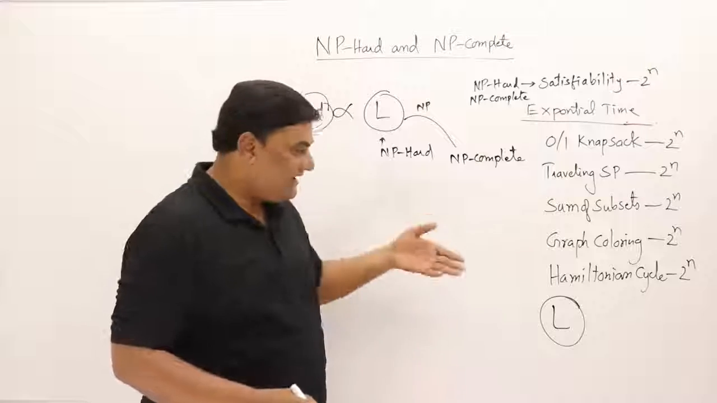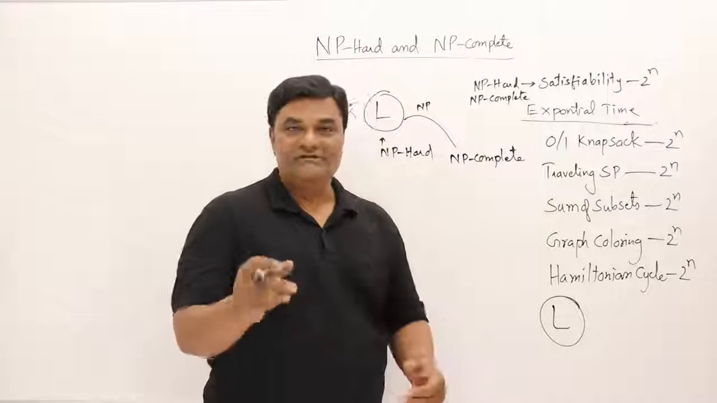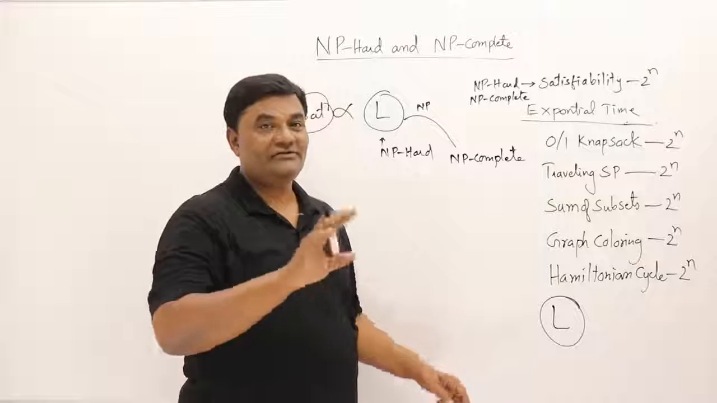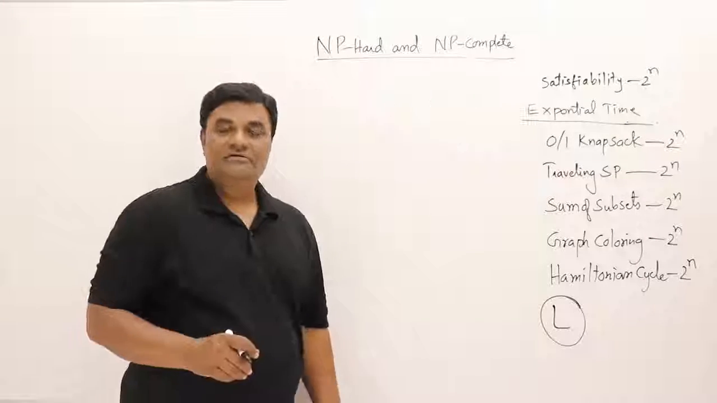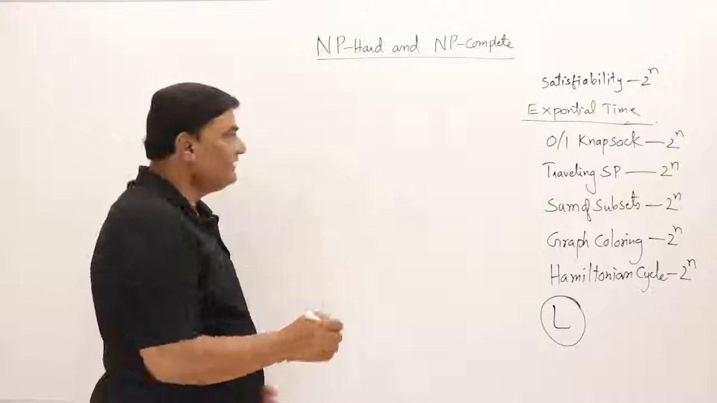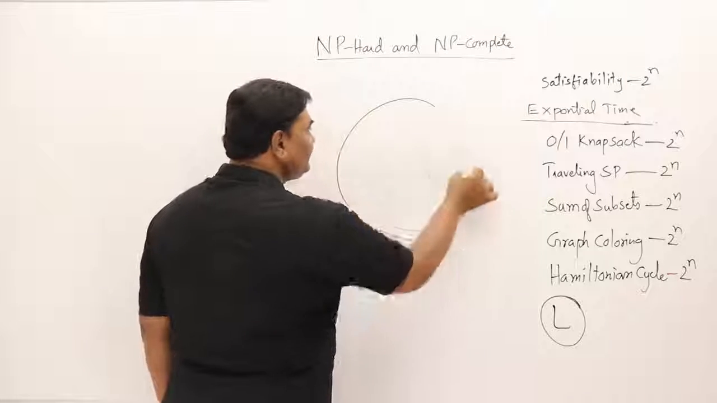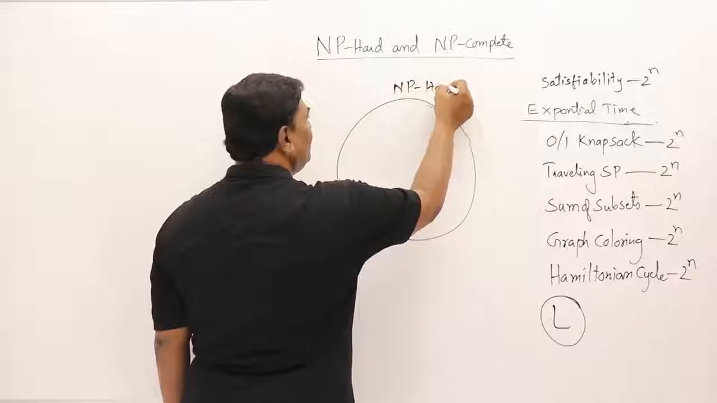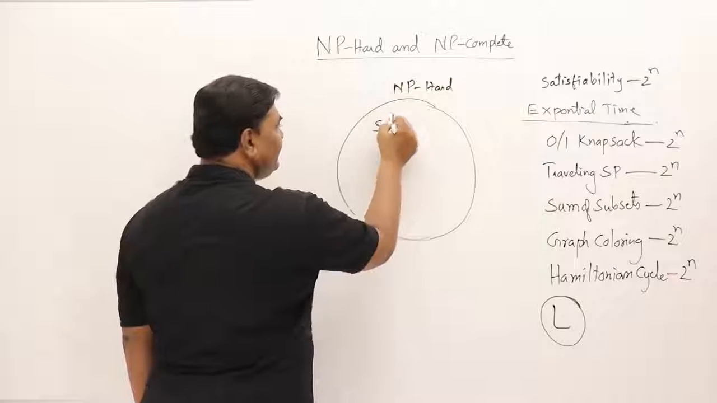It means you have completed the basic required research work. If you are able to directly solve that problem, well and good. If not, at least you should do this, then your research work is completed. Now I will draw one more well-known diagram. This is a set of NP hard problems. Who is there in this one? Satisfiability.